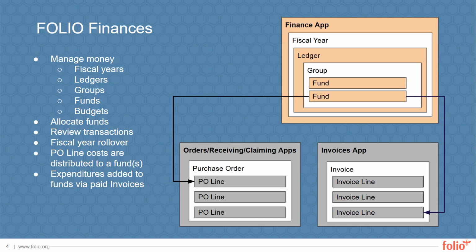The Finance app is where libraries can store information about their budgets for each fiscal year. Budgets are grouped by fund and can be further organized into groups and ledgers. Transactions such as encumbrances, payments, and credits triggered by the processing of orders and invoices can be reviewed in this app. Libraries can configure FOLIO to give a warning if the cost of an order would exceed the money allocated to a fund.